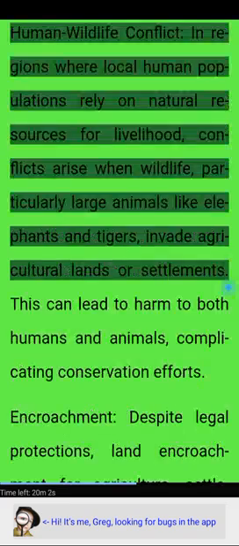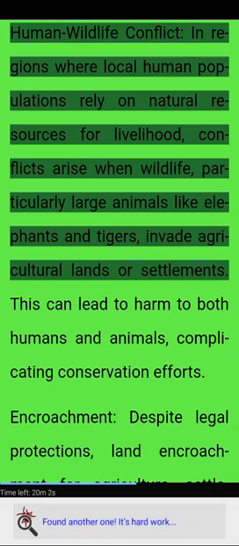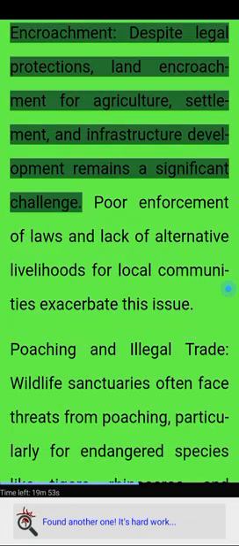Challenges in wildlife sanctuary management. Human-wildlife conflict. In regions where local human populations rely on natural resources for livelihood, conflicts arise when wildlife, particularly large animals like elephants and tigers, invade agricultural lands or settlements. This can lead to harm to both humans and animals, complicating conservation efforts.